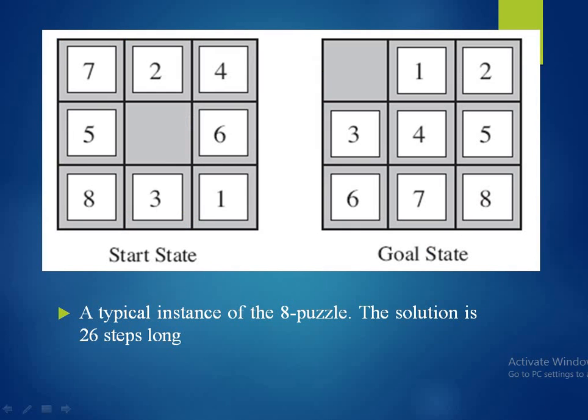This 8 puzzle problem we have seen in our previous video also. Here a typical instance of the 8 puzzle is provided. The start state and the goal state are provided here. By sliding the number squares into the blank space, we can arrange the number squares in the way provided in the goal state. So the solution is about 26 steps long.